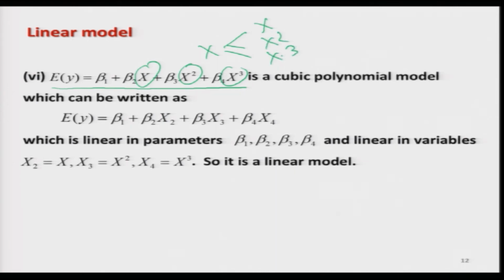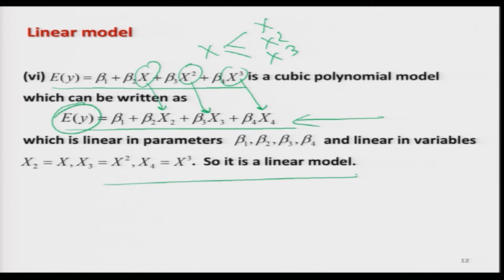This type of model is called a cubic polynomial model, which can be written like this: expected value of y is equal to beta 1 plus beta 2 x2 plus beta 3 x3 plus beta 4 x4, where x is represented as x2, x square as x3 and x cube as x4. Now this model looks like a linear model, and to verify it, just take the partial derivative of expected value of y with respect to beta 1, beta 2, beta 3 and beta 4, and you will see that they come out to be independent of the parameters. Hence, this is also a linear model.